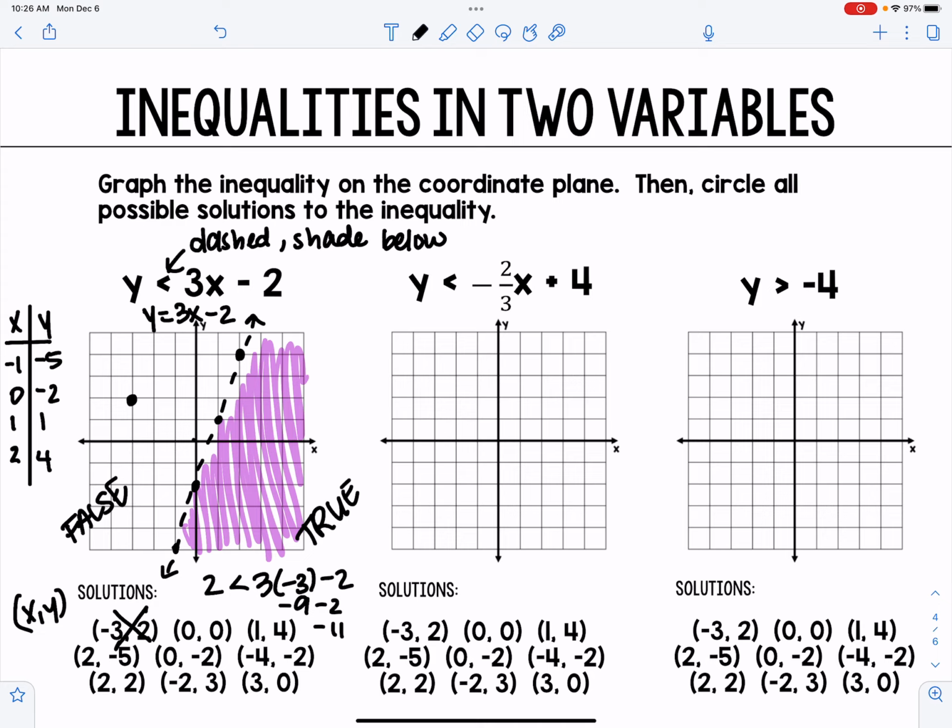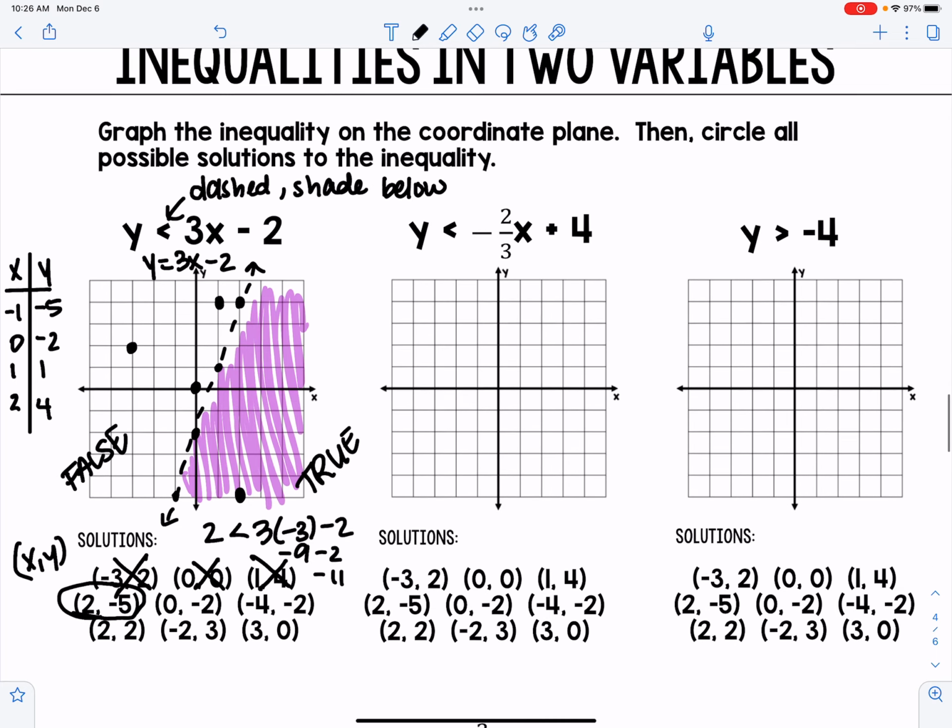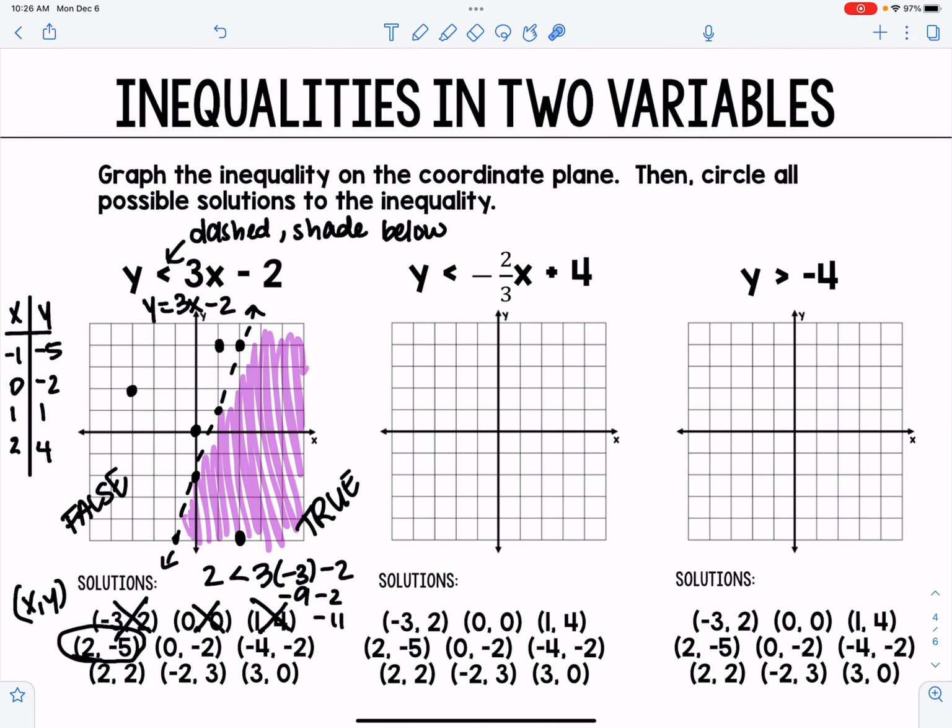0, 0 is our origin, and that's also in the non-shaded area, so it's not part of our solution. 1, 4, again, not part of our solution, it's in the non-shaded area. 2, negative 5 is definitely in the shaded area, so it's part of your solution. 0, negative 2 actually is on our line. It's right here. And since it's a dashed line, any point on that line is not going to be part of your solution. So that is not a part of that solution.